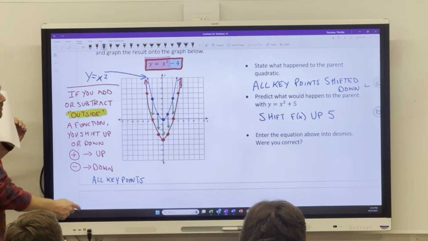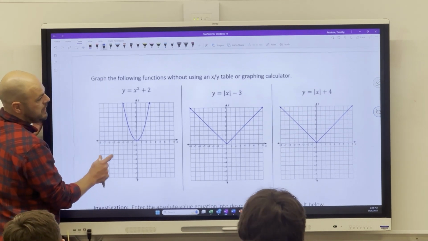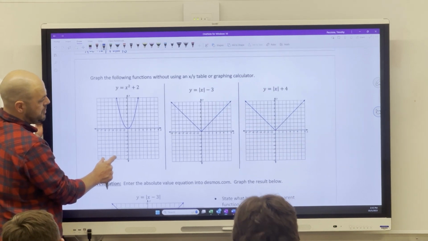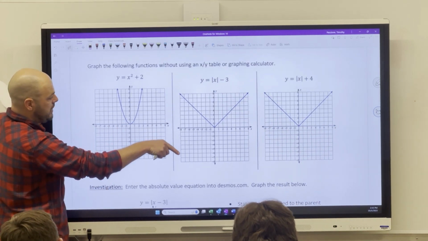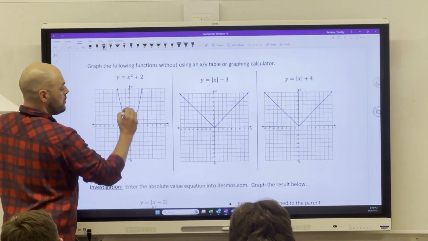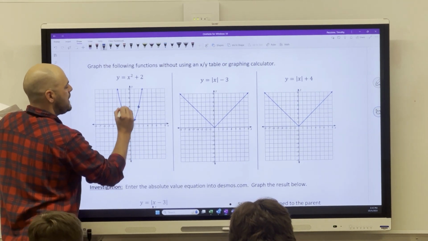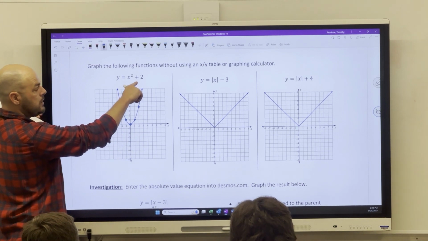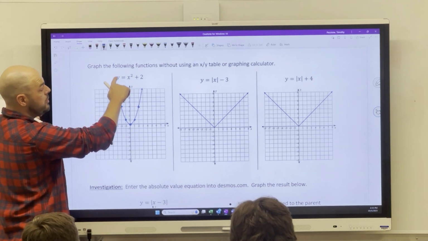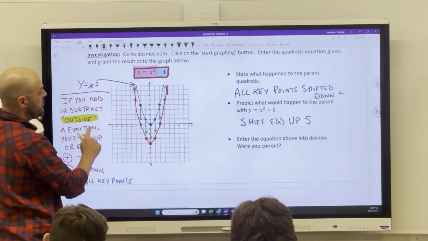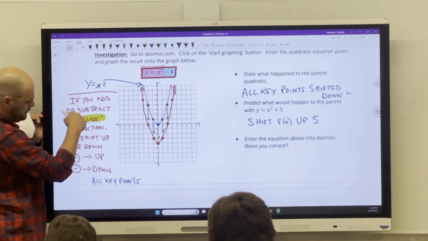All right, so now I want you to try these three with that knowledge, okay? So try these three. So know your key points, and then shift each one based on what you think this is telling you to do, okay? And remember, this is your rule right here, okay?